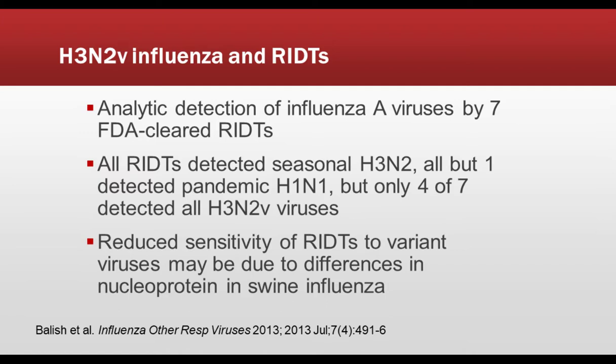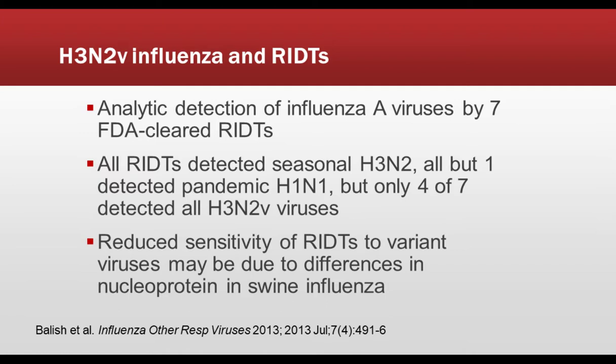When they looked at the rapid tests, they could detect the seasonal H3N2, the human strains, and all but one detected the pandemic H1, but only 4 of 7 were able to detect all these variant strain viruses. And the hypothesis was that the reduced sensitivity of the rapid test to the variant virus was due to differences in the nucleoprotein in the swine influenza.